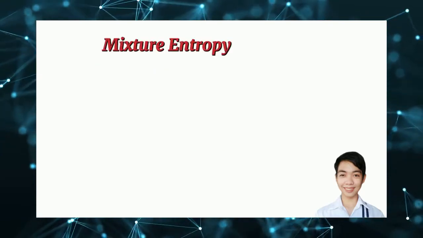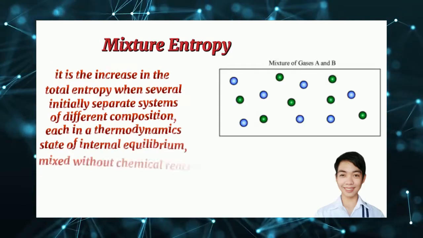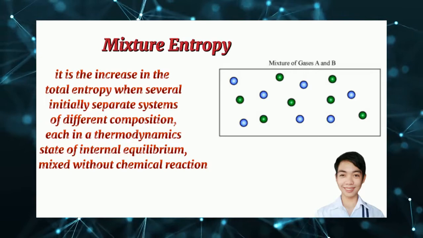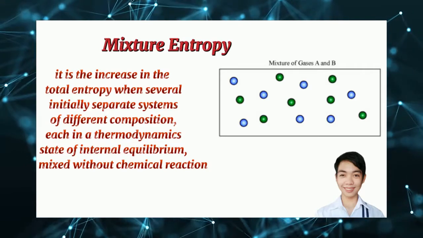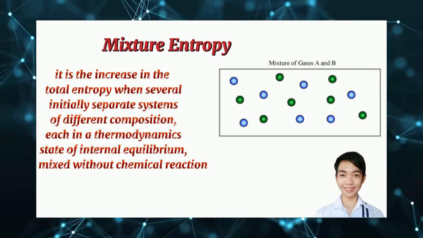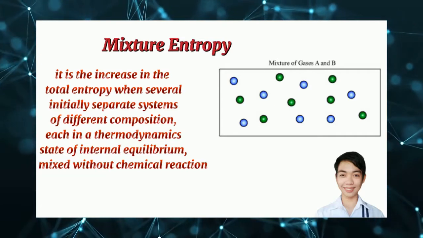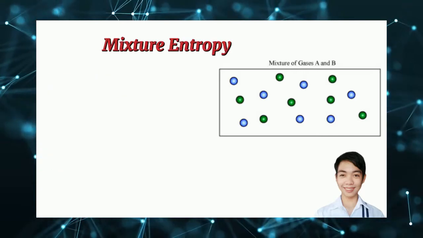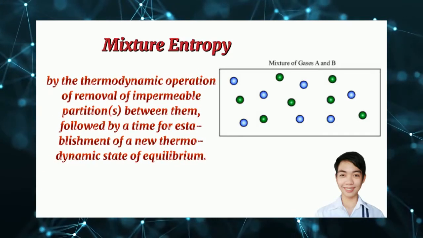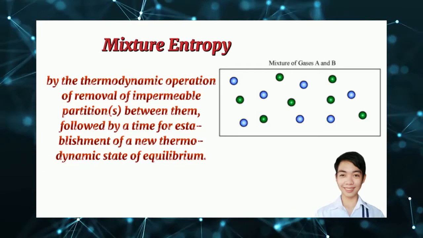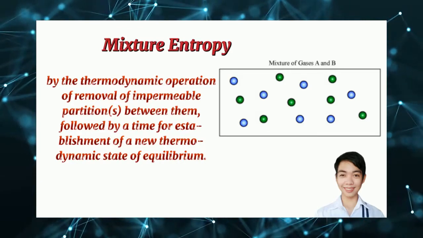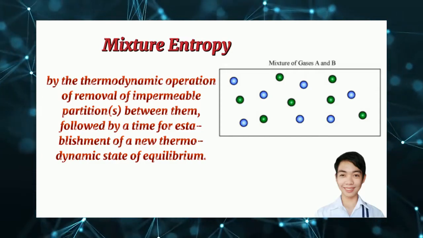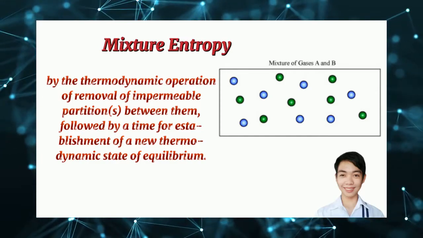For the entropy of mixing, it is the increase in the total entropy when several initially separate systems of different compositions, each in a thermodynamic state of internal equilibrium, are mixed without chemical reaction by the thermodynamic operation of removal of impermeable partitions between them, followed by a time for establishment of a new thermodynamic state of internal equilibrium.